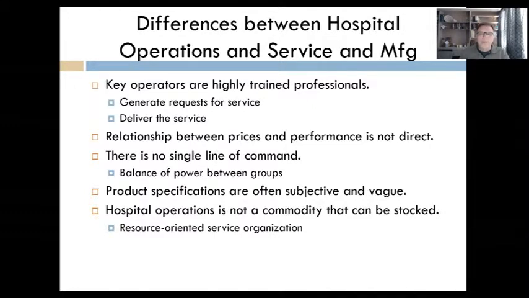For example, key operators in a hospital also deliver the service, like doctors and that sort of thing. And the point I want to make is that these are trained professionals. When you think about a hospital, the core of the business, you think about the Parson-Thompson model we studied a little while ago, the core of the business really is the doctors and the nurses, highly skilled people.